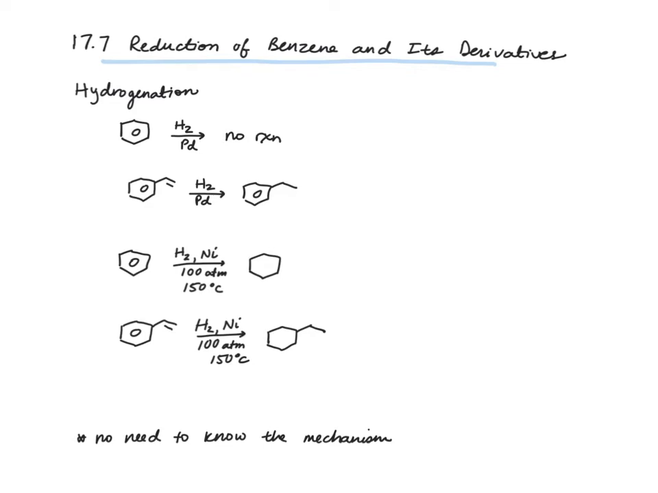To reduce benzene to cyclohexane, we need to use a stronger reducing agent, so we're going to use hydrogen with nickel at 100 atmospheres and at 150 degrees, and that gives us cyclohexane. Those conditions are also, of course, reactive enough to reduce an alkene that's not part of an aromatic ring. You don't need to know the mechanism for this reaction, but certainly know the reagents.